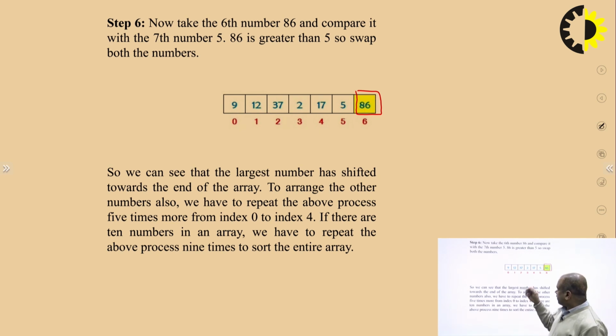So next again we are going to make changes in pass 2, pass 3 and pass 4, and a number of steps are going to be there. We can see that the largest number has shifted toward the end of the array. To arrange the other numbers also, we have to repeat the above process 5 more times, for index 0 to index 4. So if there are 10 numbers, we have to repeat the above step 9 times to sort the entire array.